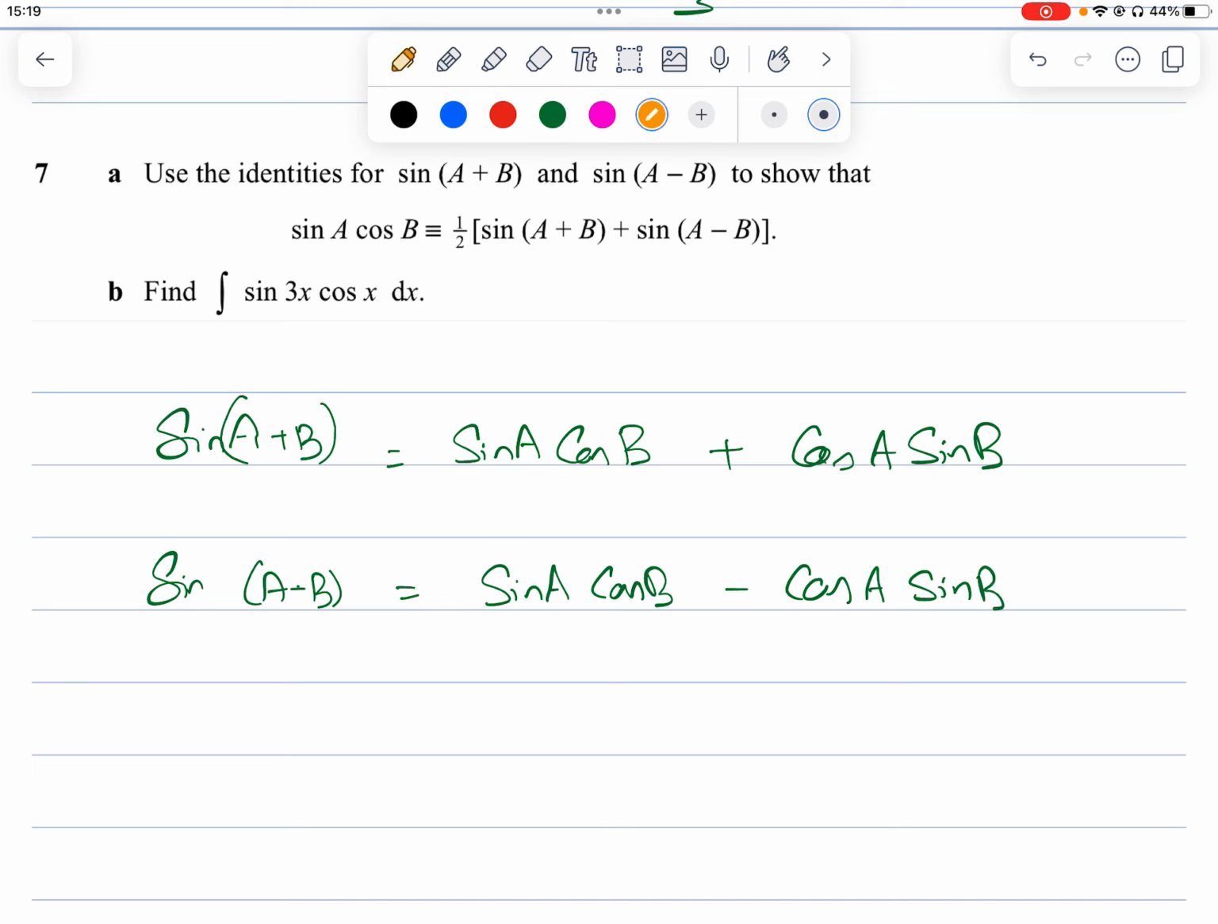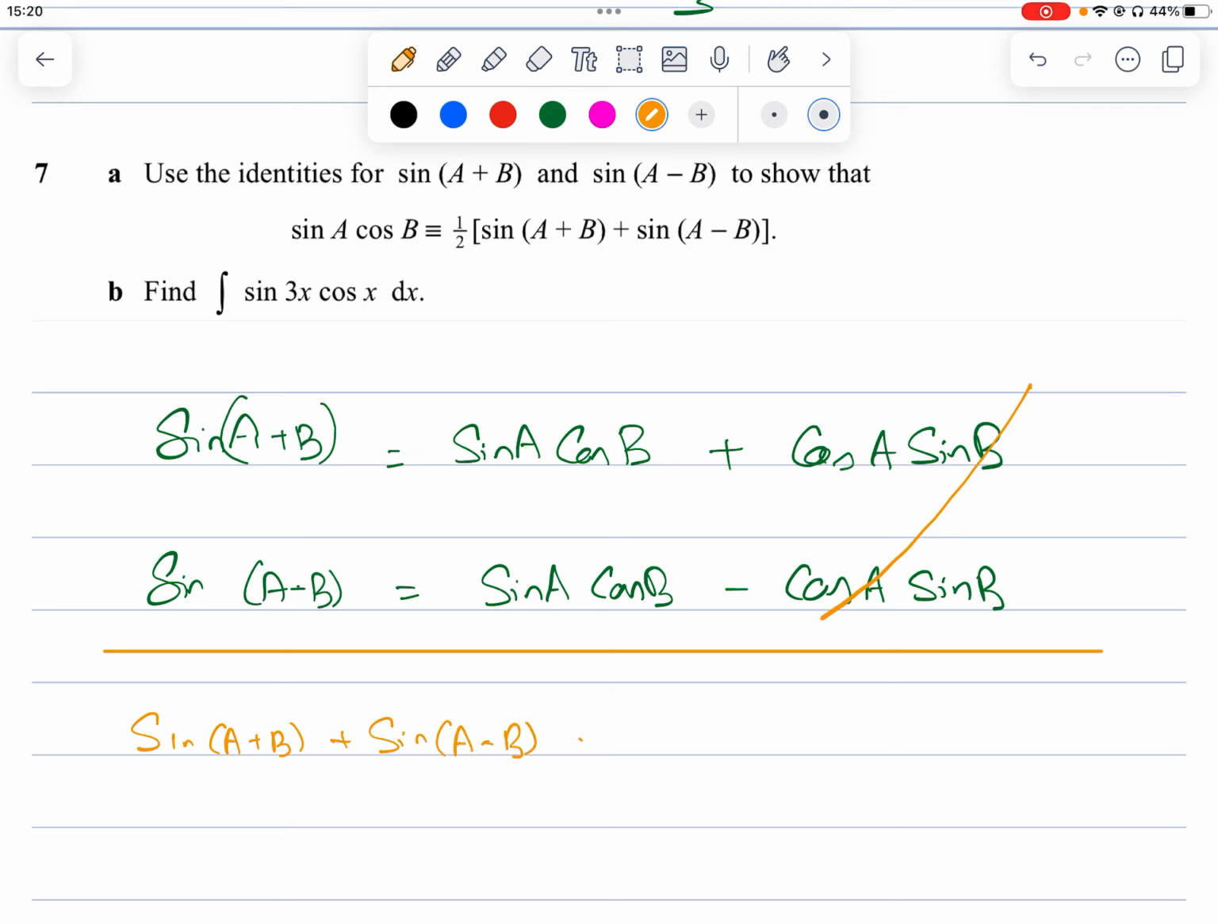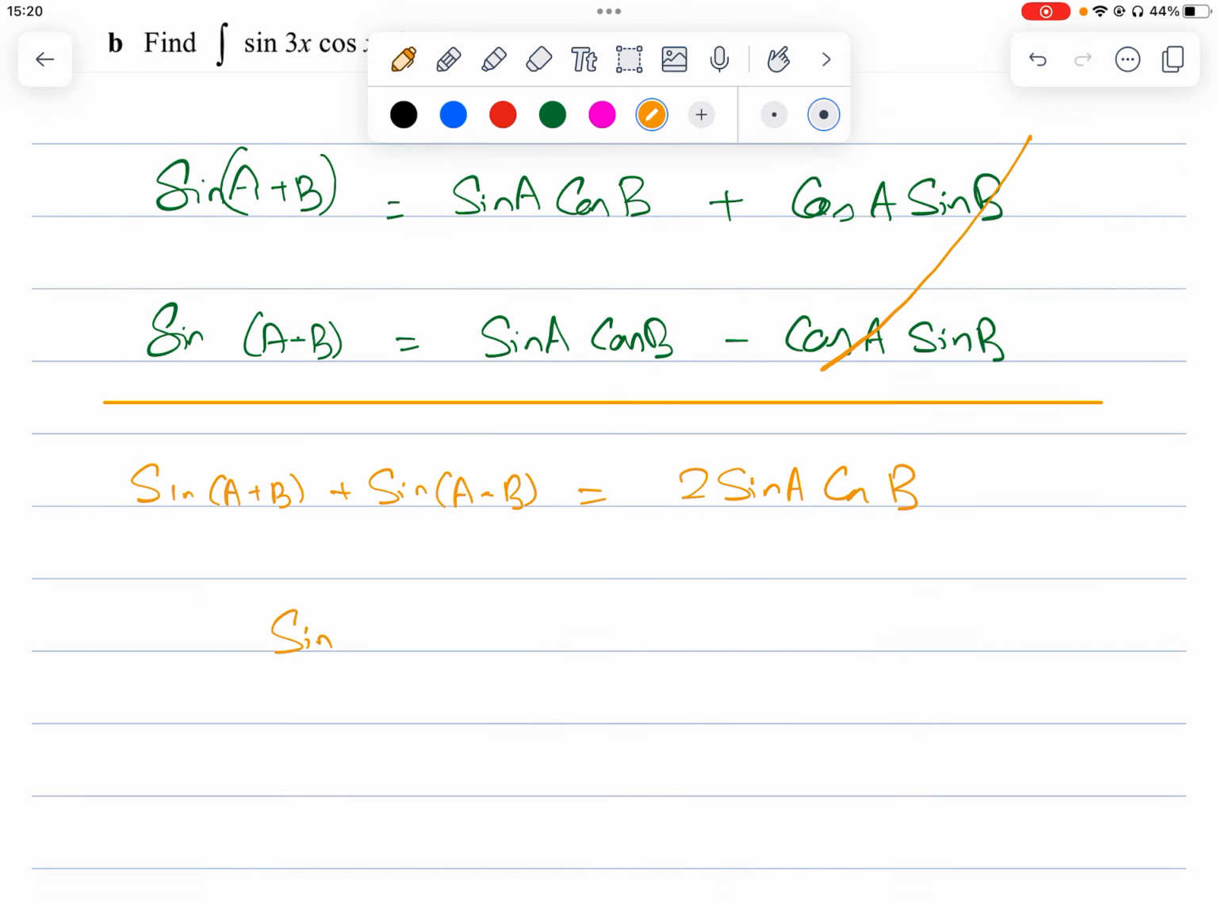Now I am going to add these two. Cos A sin B gets cancelled. So sin A plus B plus sin A minus B equals to 2 sin A cos B. So from there I get sin A cos B equals to 1 upon 2 sin A plus B plus sin A minus B.